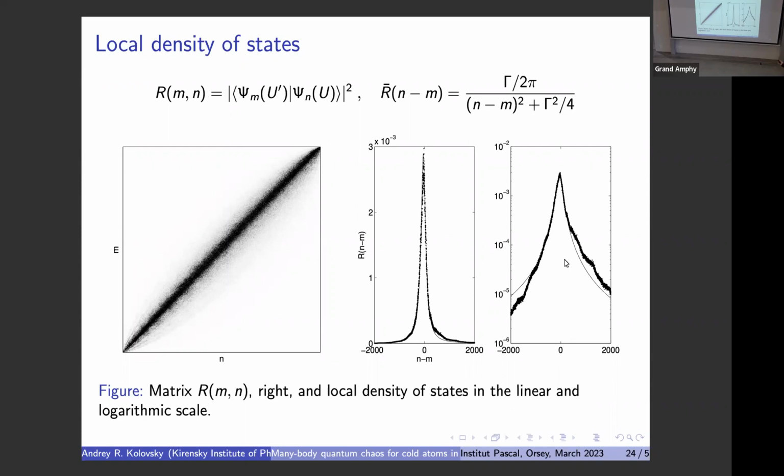This is a matrix with two elements, M and N. And M and N are the indices of the eigenstates of the Bose-Hubbard Hamiltonian.